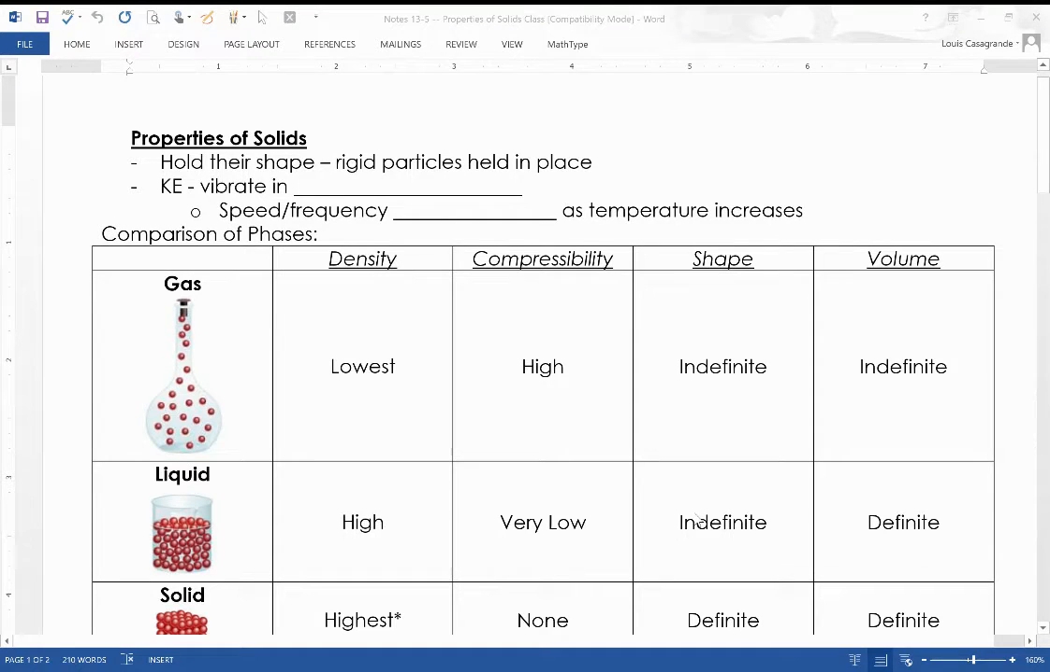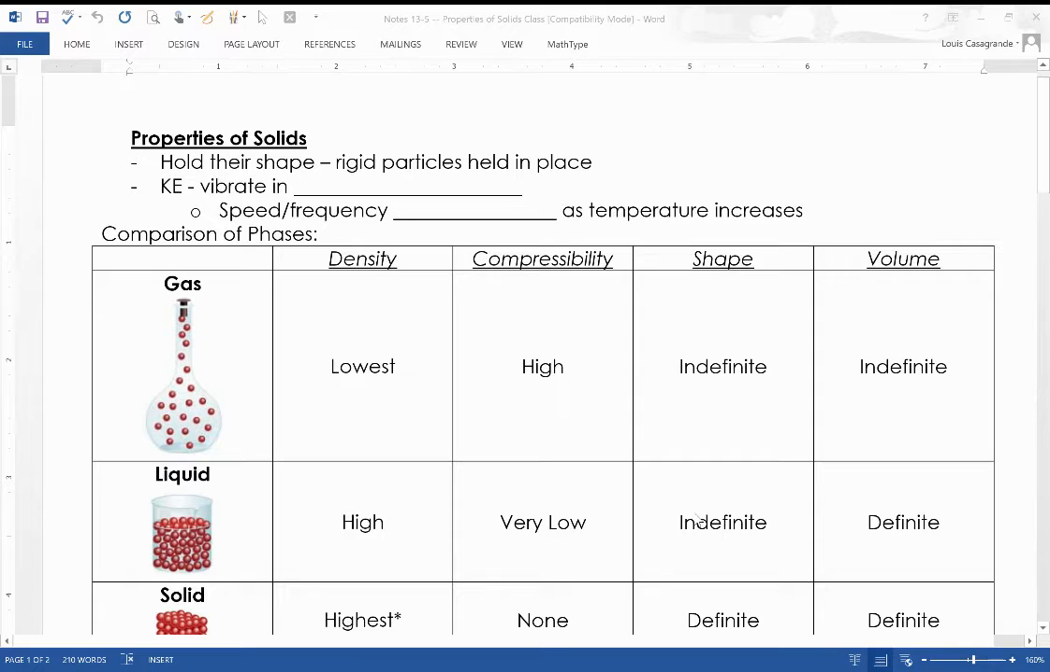So today we're going to discuss properties of solids, following up on the previous lesson on properties of liquids. And we will also do a little comparison of the three states of matter, and then we'll look at different kinds of solids. So the main issue with solids is that they're not very interesting.